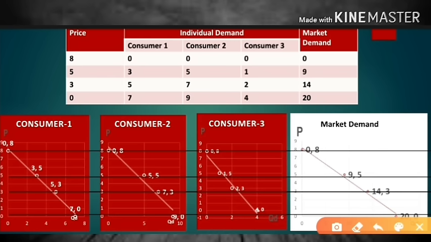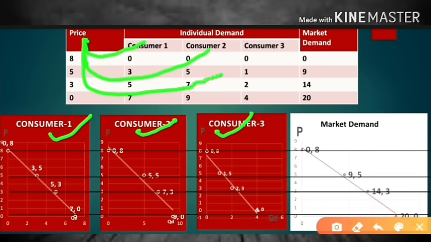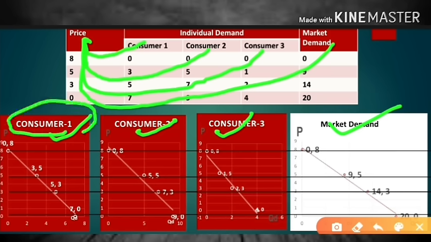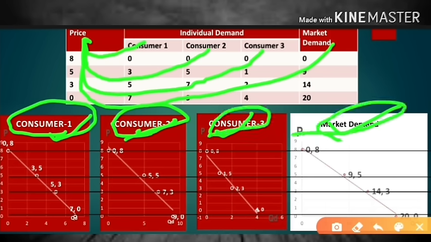So in order to see this situation in terms of graph, in terms of demand curves, let's see them together. Now this is a demand curve for customer 1, price with quantity demanded of customer 1. This curve is developed using price and quantity demanded of consumer 2, and this curve is prepared using price and quantity demanded of customer 3, and this curve is made using price and quantity demanded of the market. So this is a demand curve for customer 1, demand curve for customer 2, demand curve for customer 3, and this is a market demand curve. So summation is possible in a graph too.